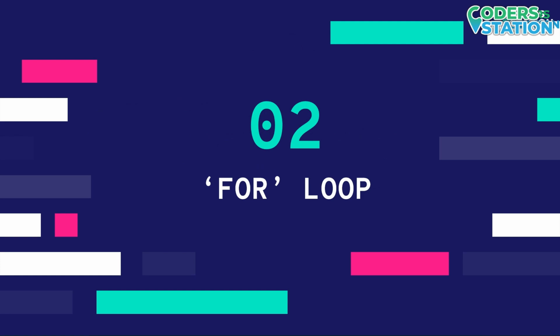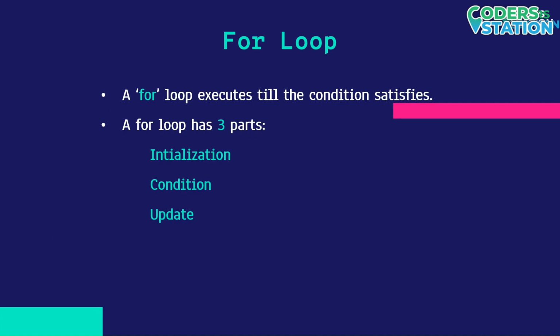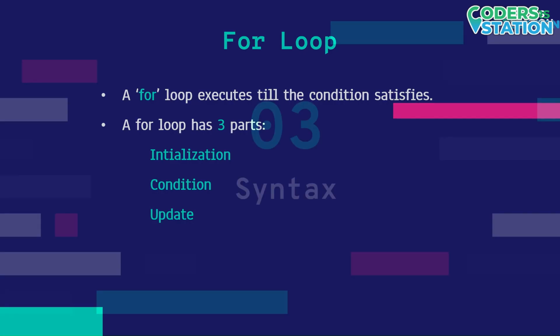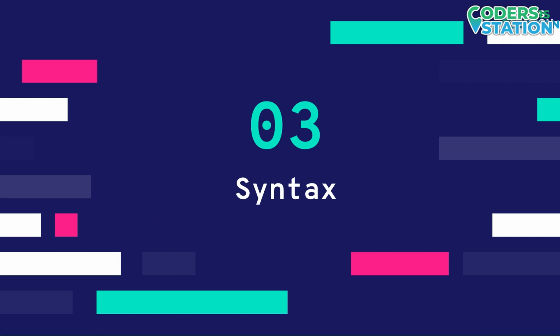Now let's focus on the for loop, which is a versatile loop structure in C. Like any other looping structure, a for loop executes till the condition is satisfied. A for loop has three parts: the initialization, condition, and the update part. Now let's see the simple syntax of our for loop.